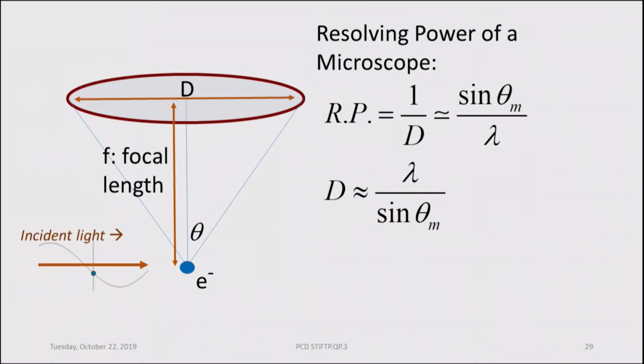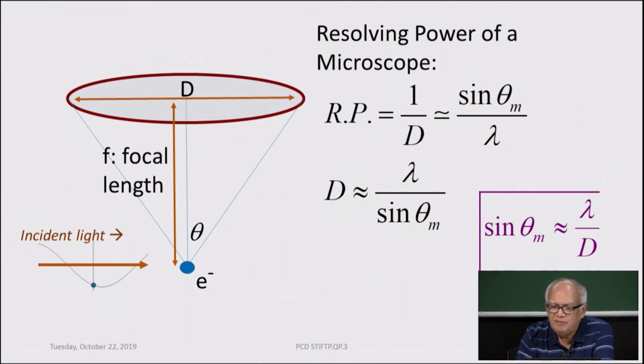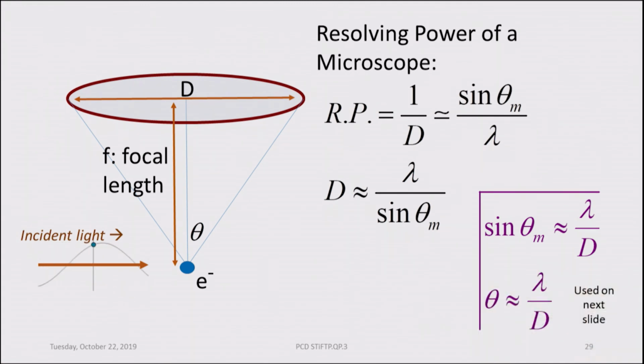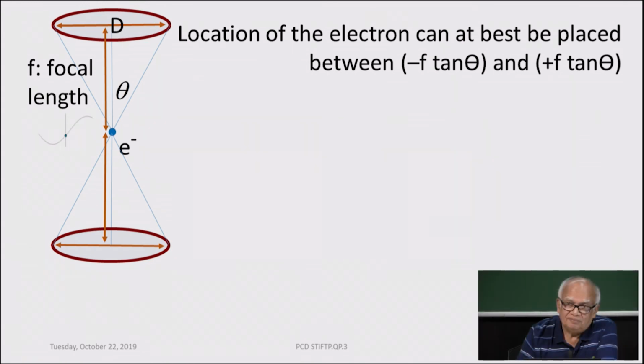All right. What is the resolving power of a microscope? Now, this goes as 1 over d. If you know the focal length, and you have this relation d equal to lambda over sine theta, or theta equal to lambda over d for small angles. So, we will use this relation now, because we will try to minimize the position uncertainty.